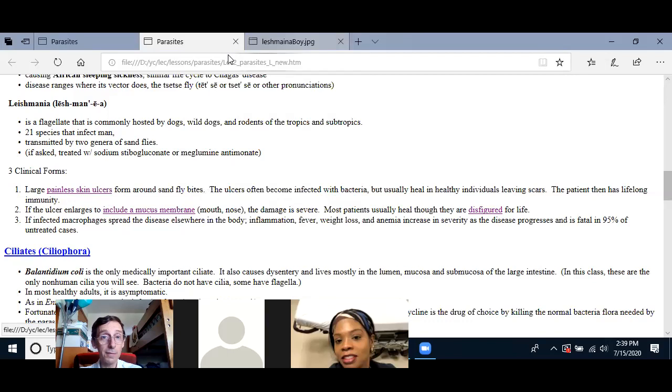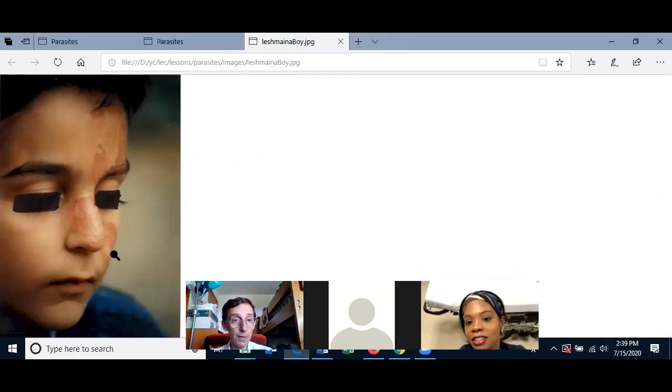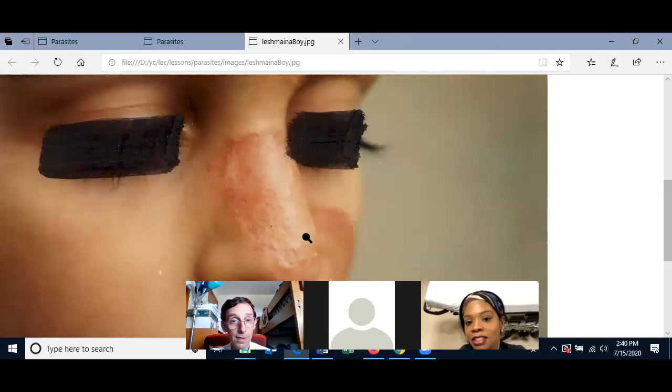So this child has Leishmania. Let me move that over here. You see how it really expanded on his cheek and all the way over his nose. And this one, he must have been bit a second time someplace on the forehead. It's expanding. It isn't including the eye yet, but it's almost including the eye. If it continues to expand, it'll include two mucous membranes, the nose and the eye. This child is early in the infection, so it's actually not too bad of an infection at the moment.